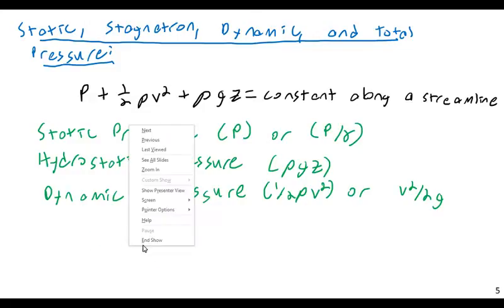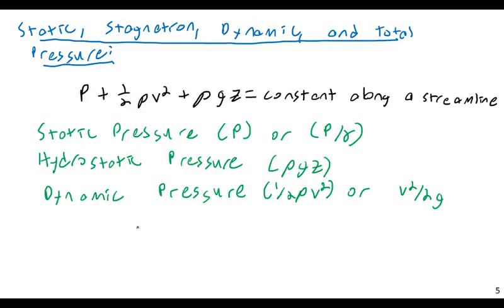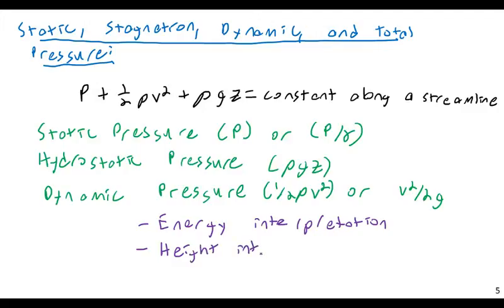In a sense, we have 3 different ways of looking at Bernoulli that we've explored, and these are, as we've seen, the energy interpretation, the height interpretation, or the pressure interpretation.